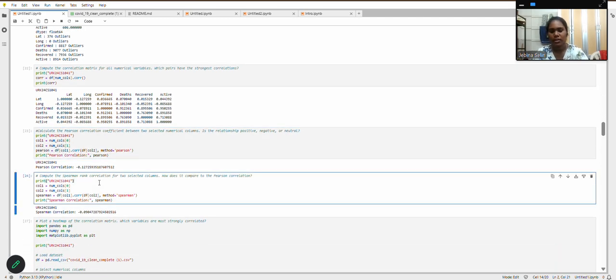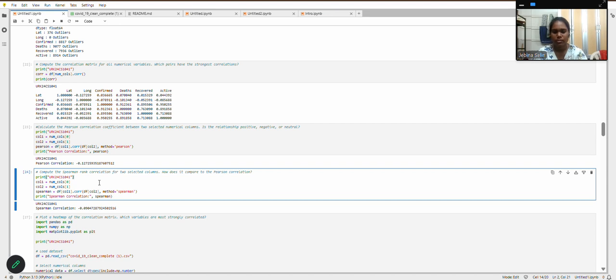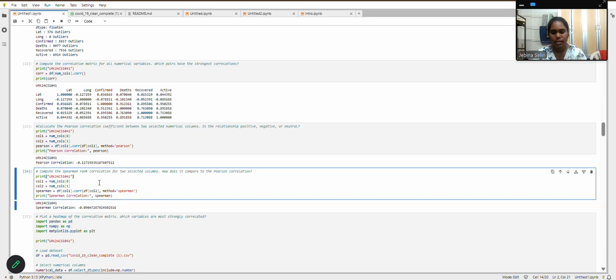In the 10th question, we calculate the Spearman rank correlation between two selected numerical columns. Unlike Pearson correlation, Spearman correlation works using the rank of the values and measures whether the variables generally increase or decrease together. We compare the Spearman result with the Pearson result. If both values are similar, the relationship is likely to be consistent. If they are different, it may indicate a nonlinear relationship or the influence of extreme values. Spearman correlation is useful when the data does not follow a simple linear pattern.